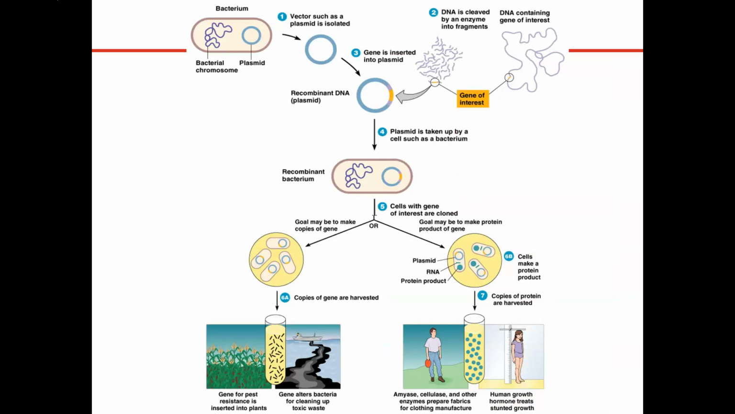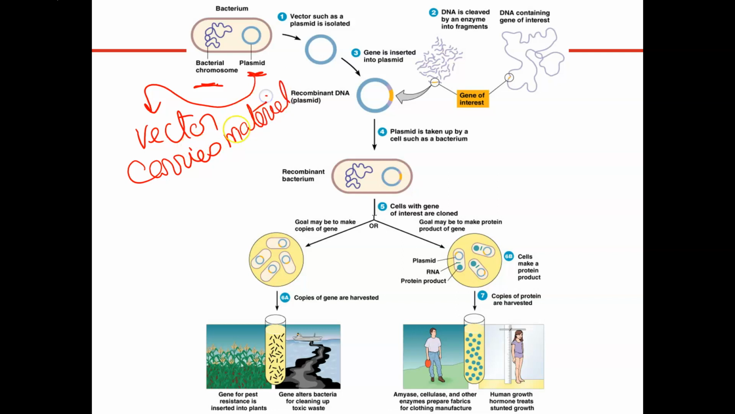So how do we do this? I love this figure. This shows bacteria over here that contain certain chromosomes. There's a plasmid. Plasmids are often known as vectors. So I'm going to put that over here. And a vector is something that carries material to a cell.